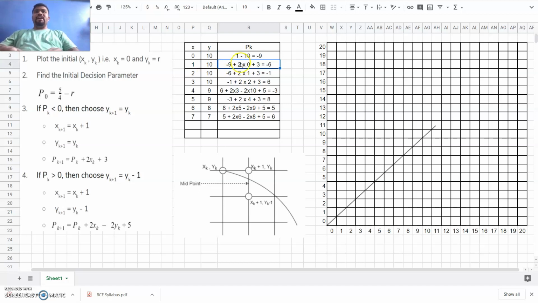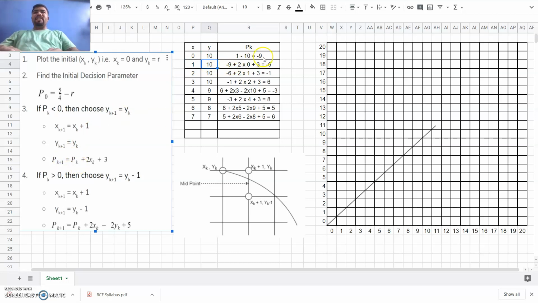Now, as we got the first P0, we can proceed to check how to get the next decision parameter. If P0 is less than 0, and obviously it is minus 9, which is less than 0, we'll be executing the third point. In this case, the midpoint is lying inside the circle. That means for the circumference of the circle, we'll be choosing the above point. So the y doesn't change, only the x changes. You can see x is changed from 0 to 1 and y remains the same, 10 to 10.